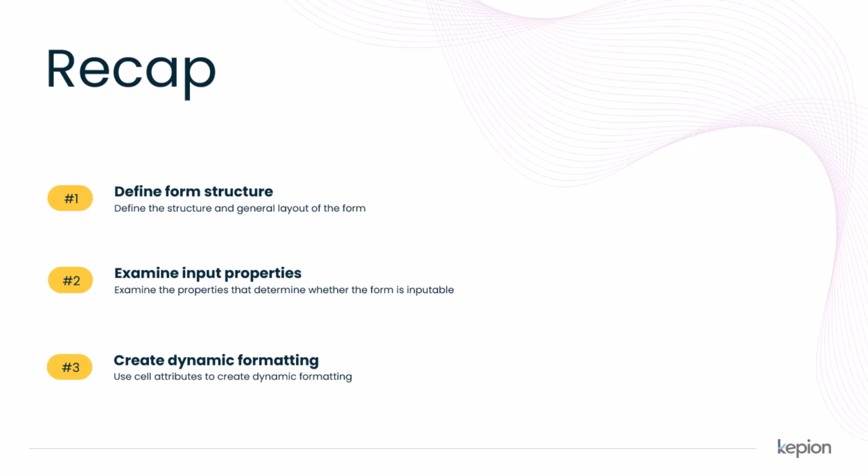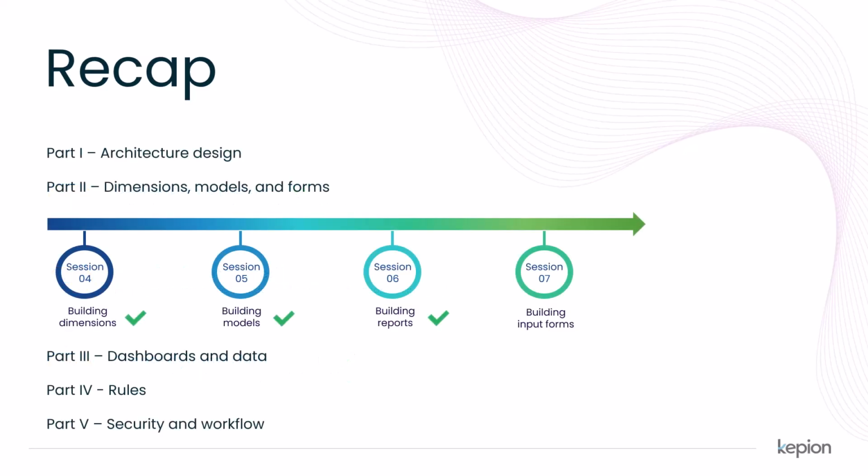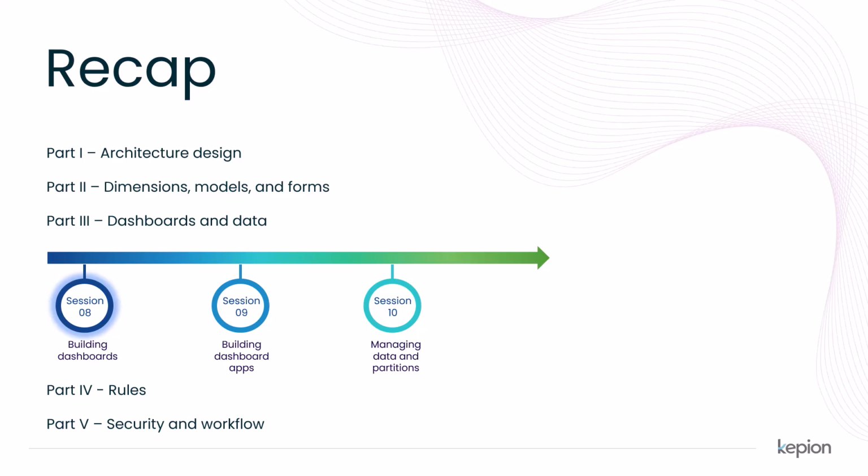In this session, we configured the structure and layout of our input forms. Then we looked into the various properties that determine whether a form is inputable. And lastly, we examined how to create dynamic formatting with cell attributes. That concludes part 2 of the series. In part 3, we'll look at creating dashboards to interact with our forms and managing the data in the application.